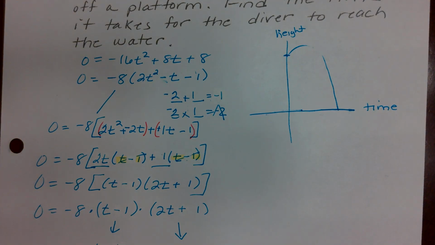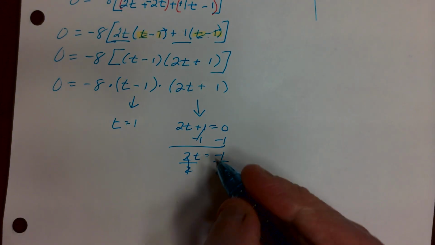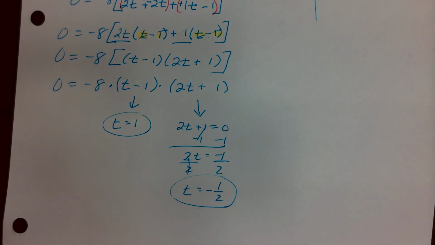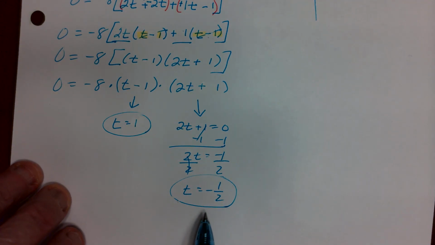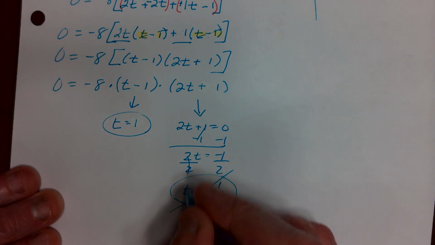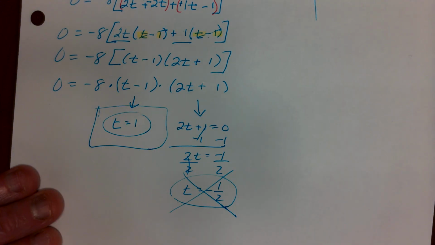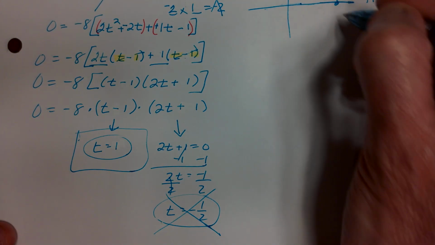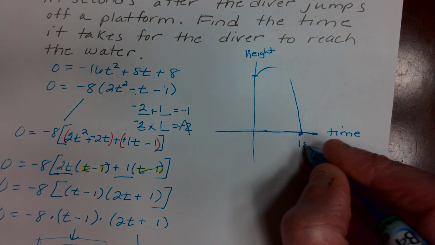Oh, my goodness sakes. All right, so I'm like this and I've got this. What do you guys have to say about that? Are those both viable answers? No, they're not. You can't have a negative 1/2 second. So t is 1. 1 second. Hits this at, oh, back up here, hits this at 1 second.